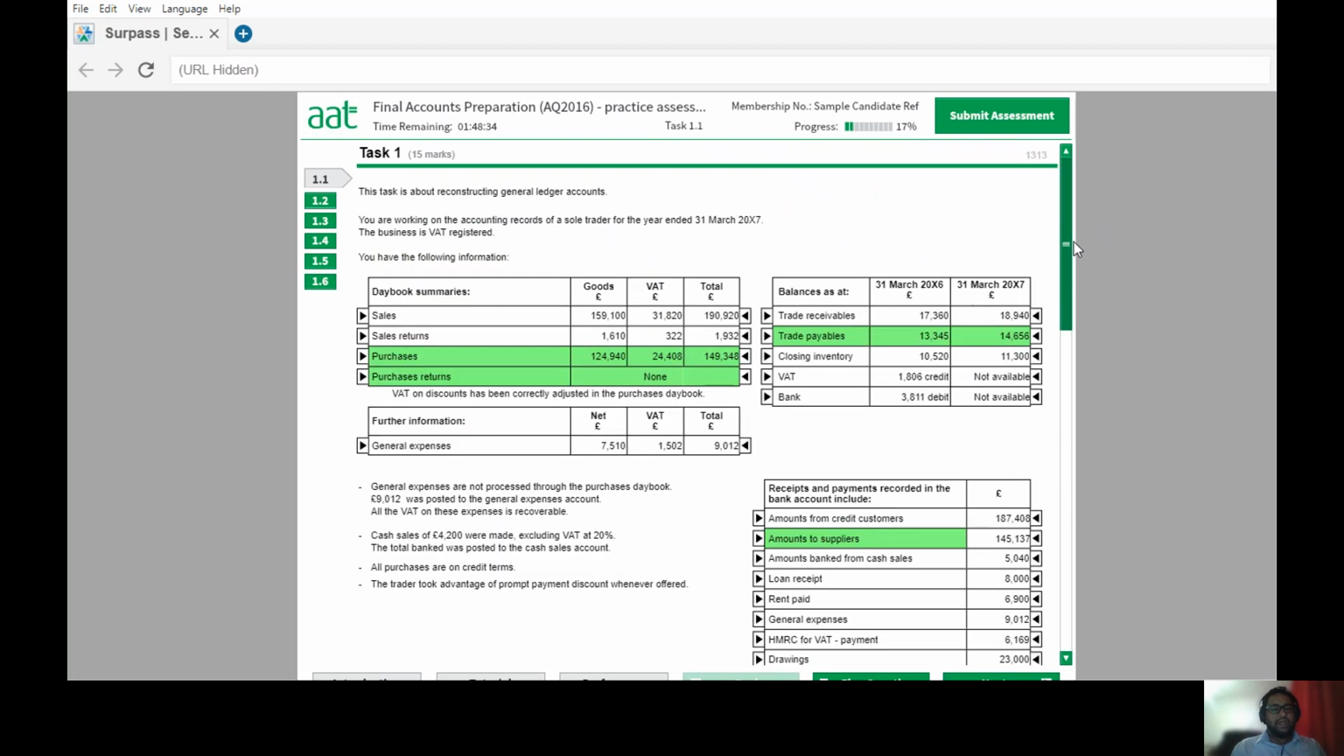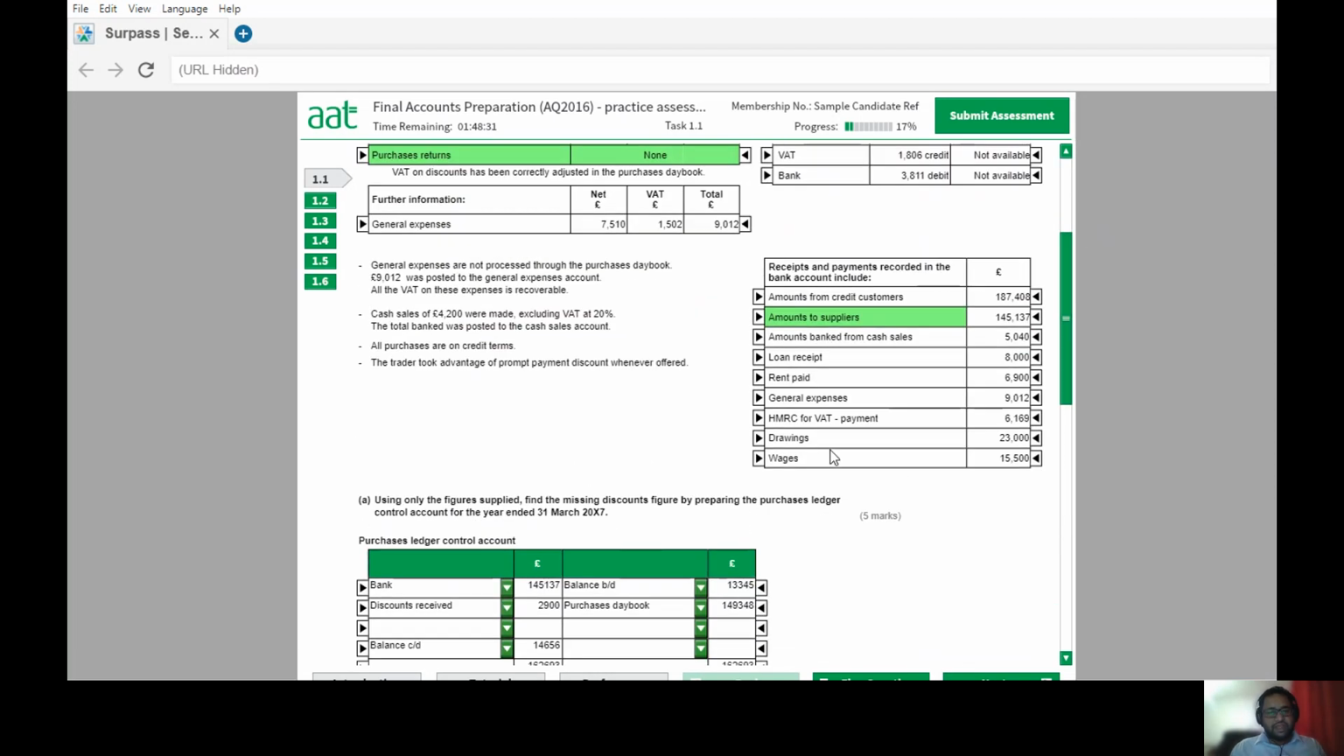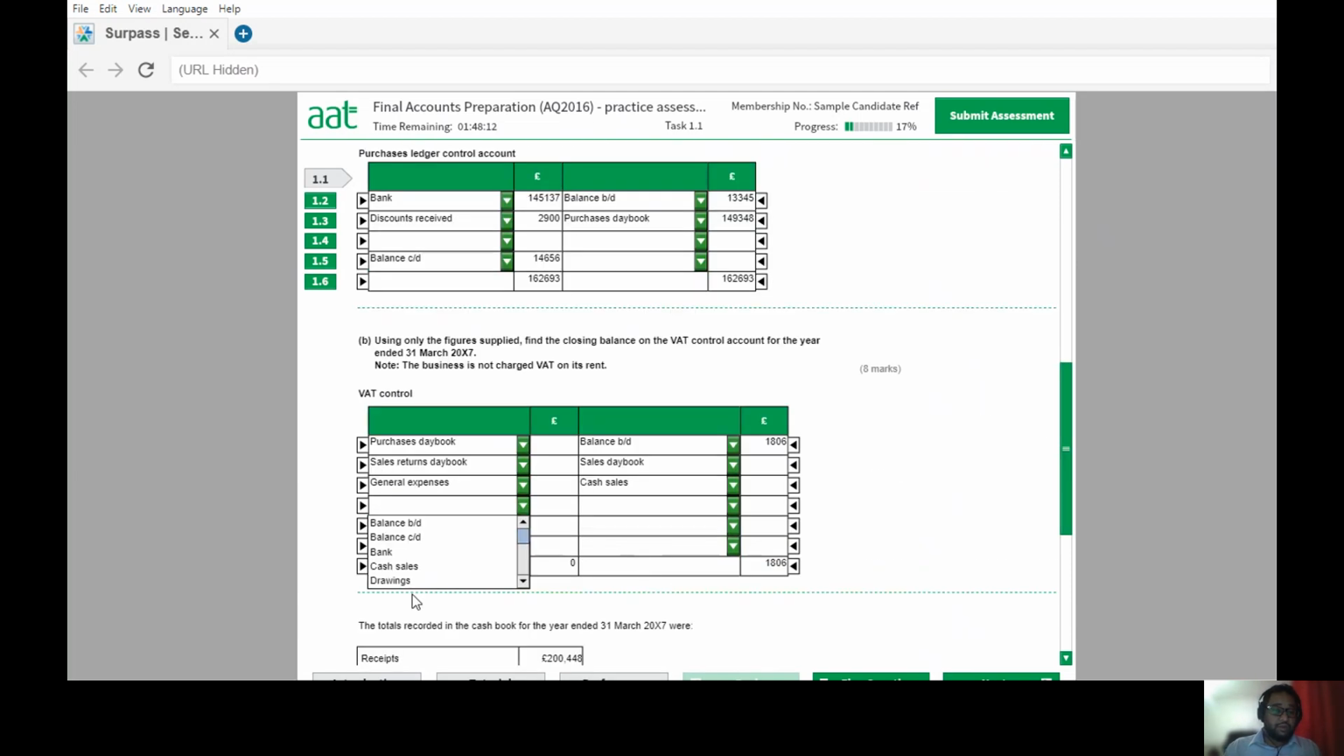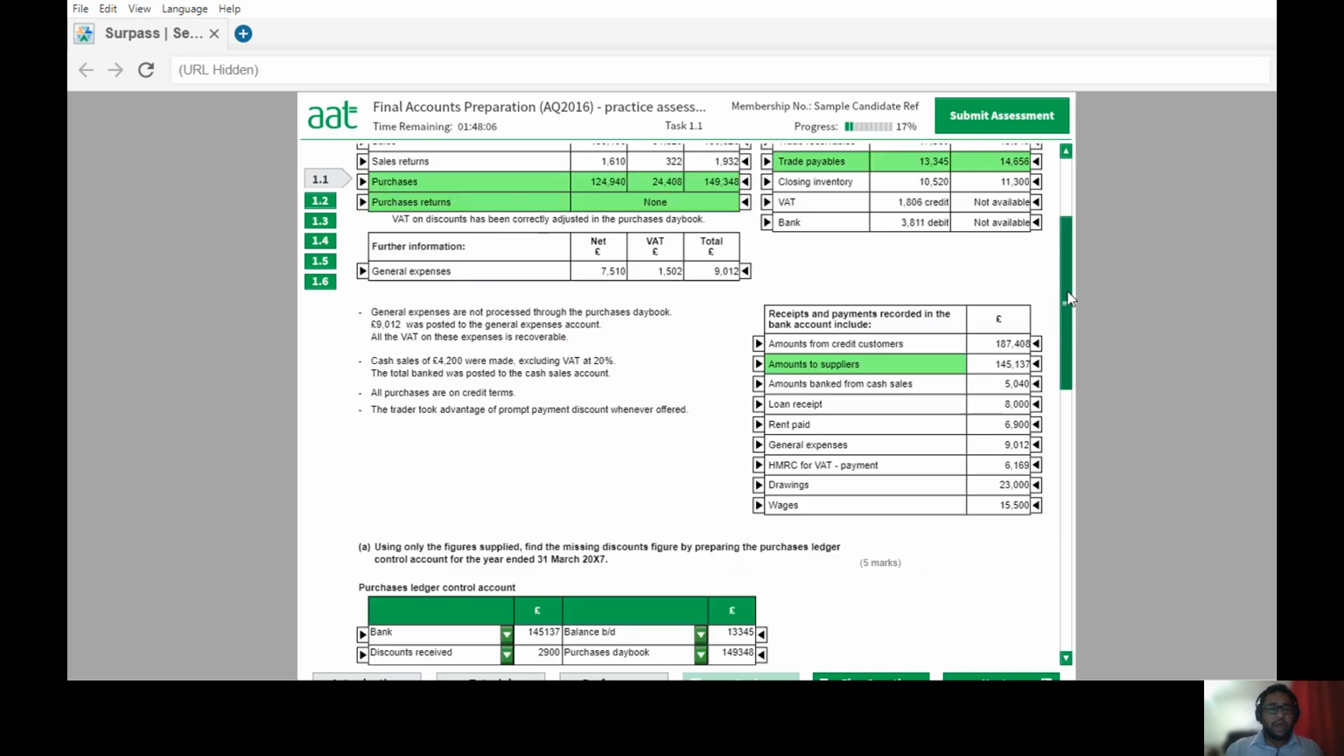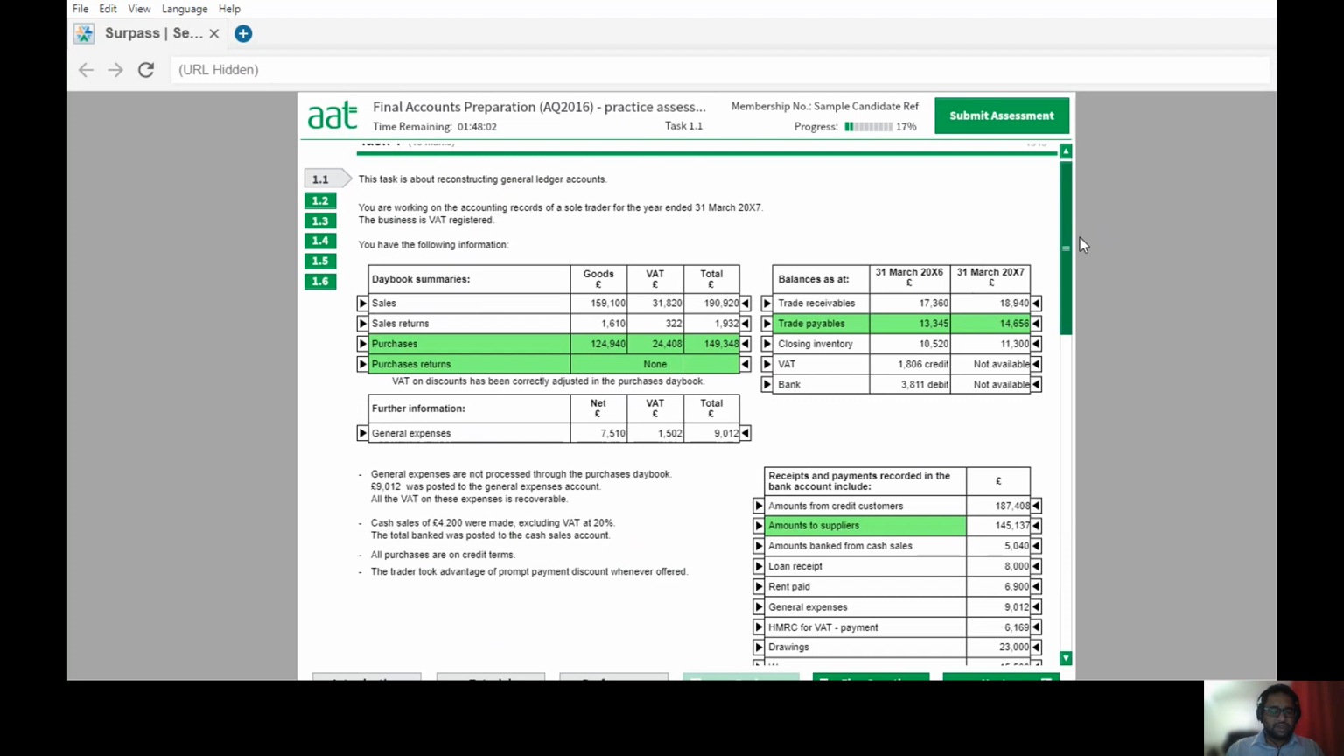And please don't forget this HMRC VAT payment. If you pay HMRC anything, this is going to be a debit on your VAT control account and a credit in your cash book, because the money is going out as a payment. So money out of your cash book is a credit entry, and this is a debit entry. So I'm going to quickly do this entry from bank. Let's now populate this VAT control account with all the necessary figures quickly.